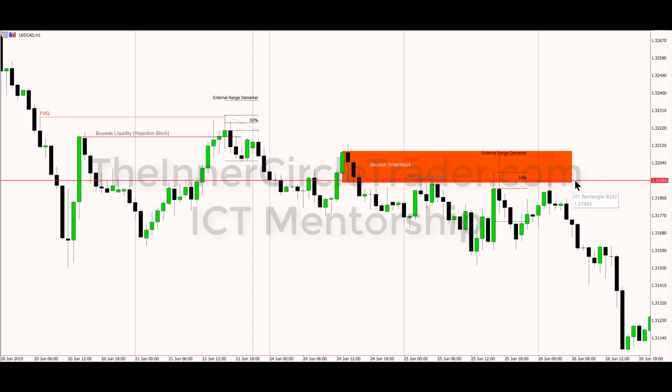So that's our important reference just for the 26th of June. So this wick in here, even if we break that down and split it, we have the initial run into the buy side liquidity pool and the bearish order block with this wick.